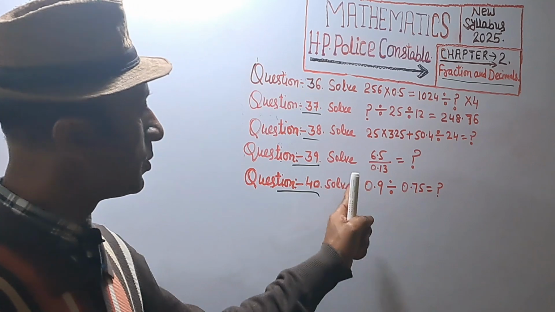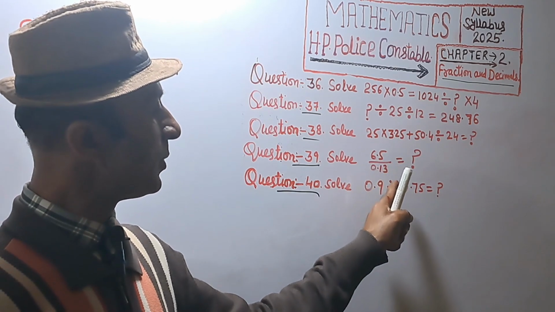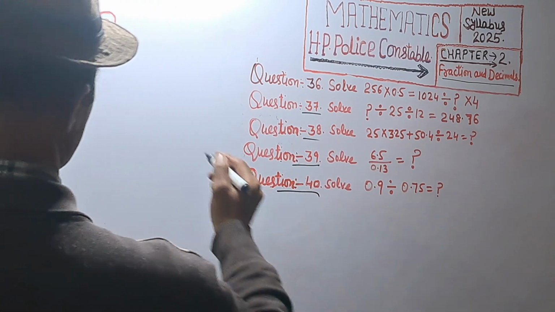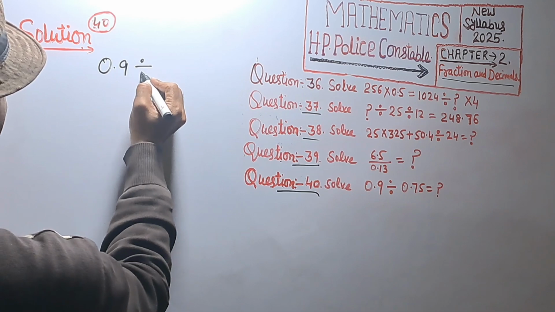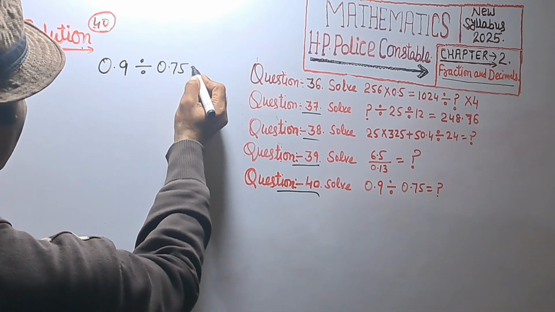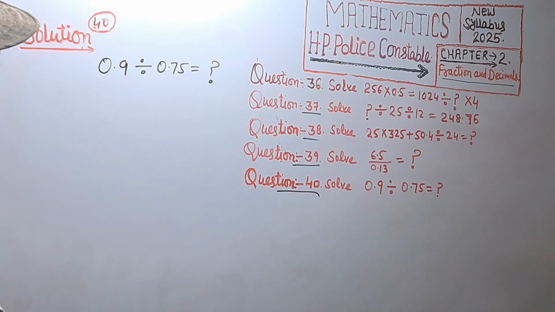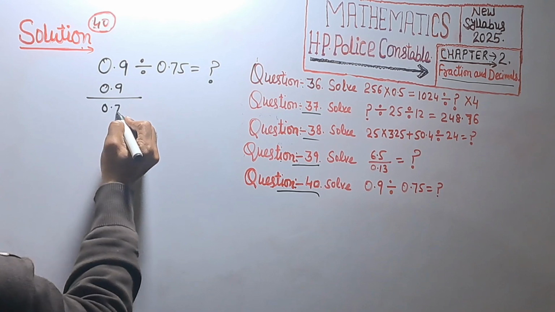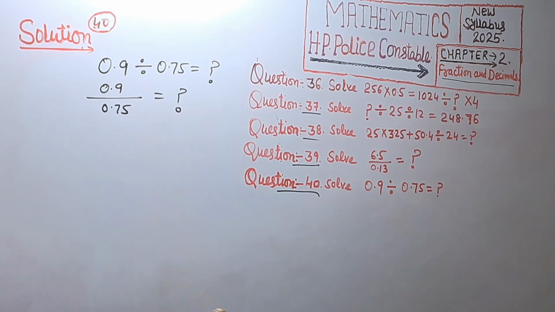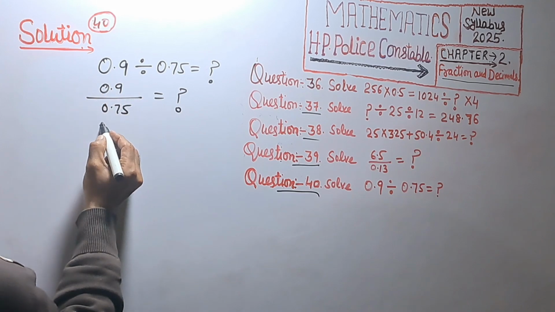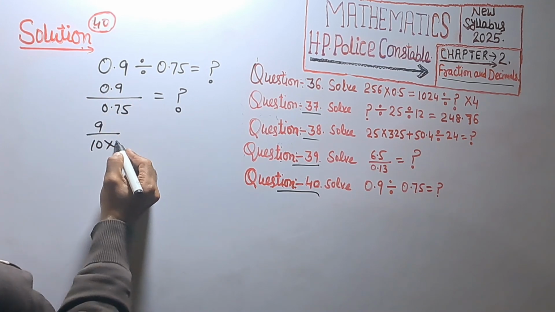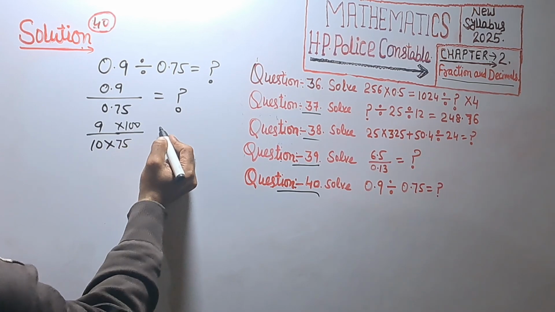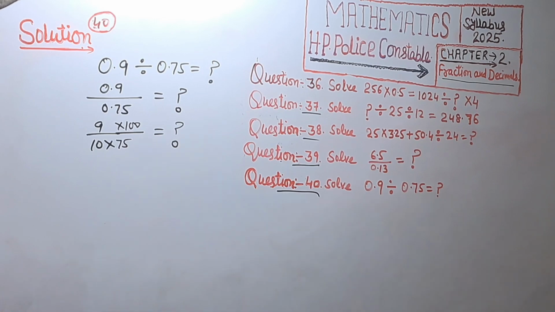Question number 40. Solve 0.9 divided by 0.75 equals ? 0.9 divided by 0.75 equals ? That is 0.9 upon 0.75 equals ? And 0.9 is 9 upon 10. 0.75 is 75 upon 100, meaning multiply by numerator, equals ?